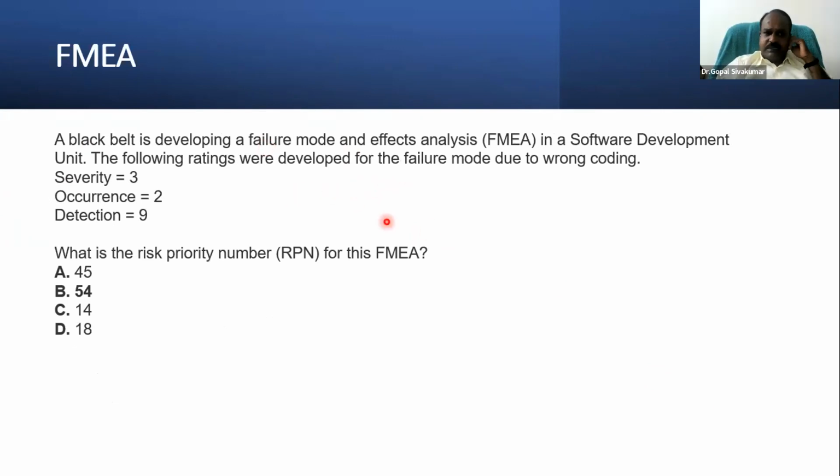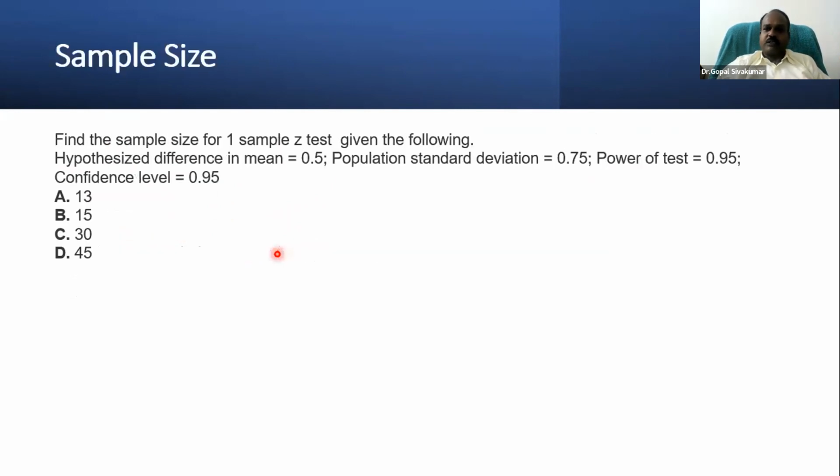A black belt is developing a failure mode and effect analysis in a software development unit. The following ratings were developed for the failure mode due to a wrong coding. Severity is 3, occurrence is 2, detection is 9. What is the risk priority number? Do you think you will be able to calculate the RPN for this situation? Yes, 54. How do you get it? You have to multiply all the three, 3 into 2 into 9. Very good. So it's a simple direct question. Doesn't require much explanation.